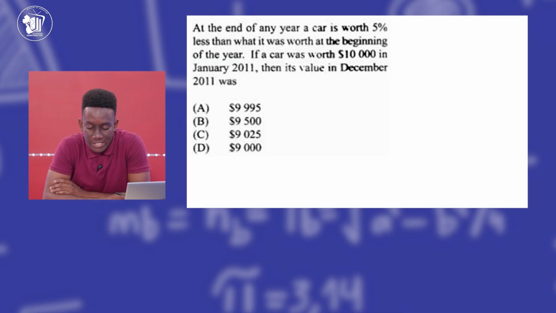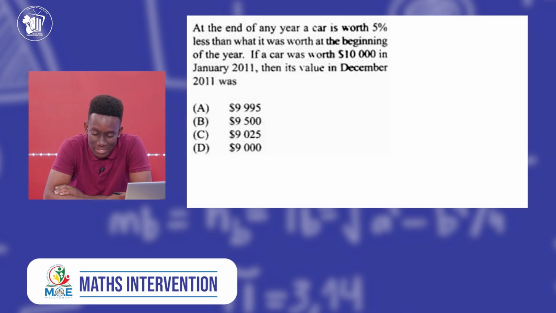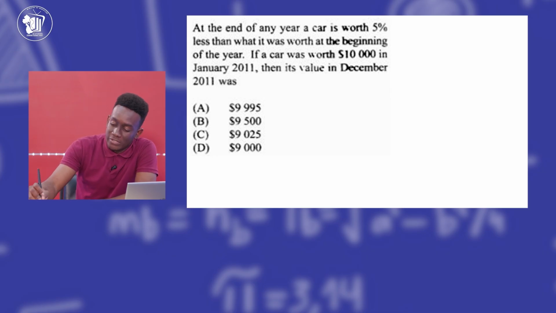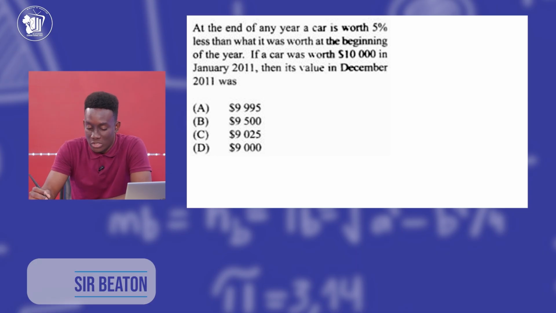So this question says, at the end of any year, a car is worth 5% less than it was worth at the beginning of the year. If a car was worth $10,000 in January 2011, then its value in December 2011 was, so we see we're talking about depreciation. So the worth of the car went down by 5% at the end of the year. So we need to find 5% of this 10,000 and we subtract that from the value of the car and we'll get what it is worth.